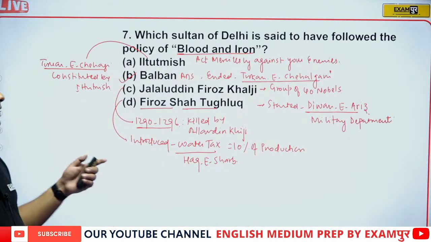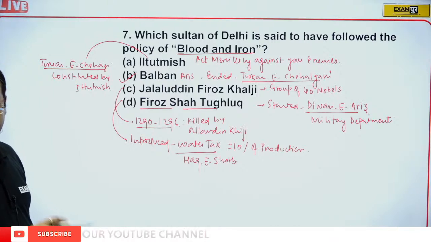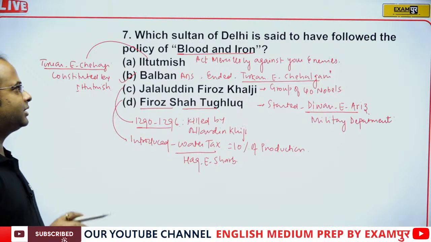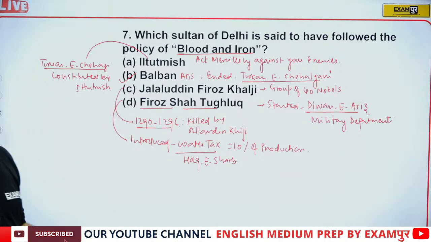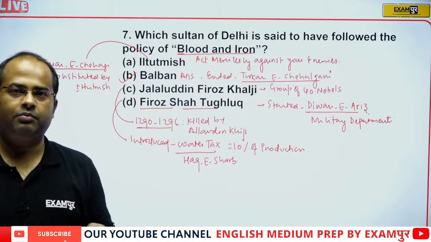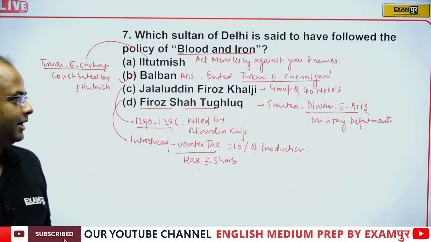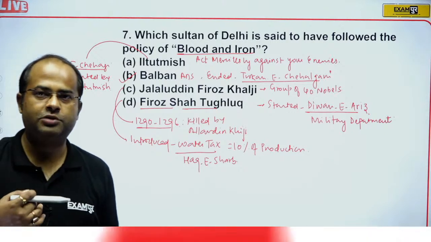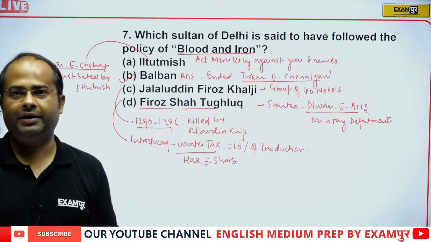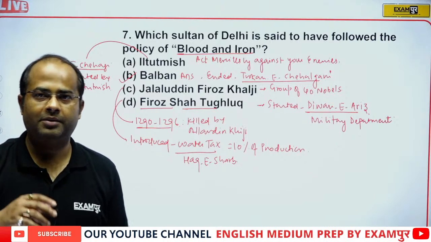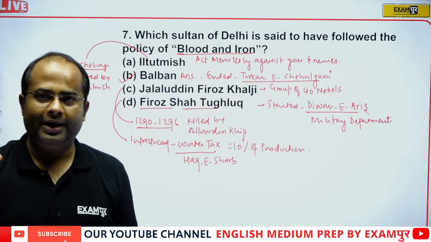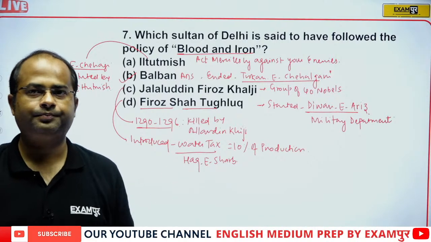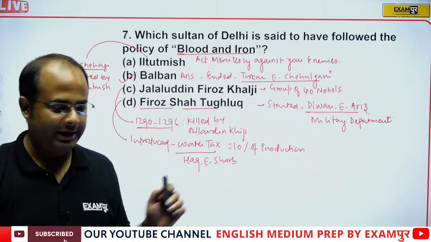So the person who started the policy of blood and iron, that was, guys, Iltutmish. Sorry, that was Balban, and it simply means to act mercilessly against your enemies. Balban used to act mercilessly against his enemies. Once he found his enemy, he became merciless. He used to give such brutal, inhuman punishment that you cannot even imagine. So that was the policy of blood and iron.